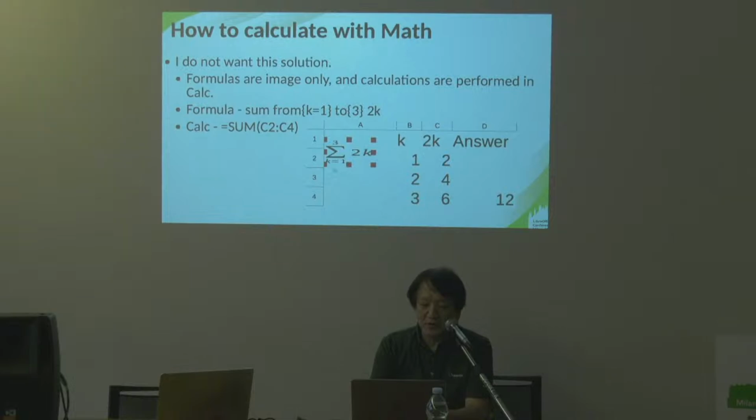This is just an object, and calculation is done in Calc. The formula is this one, sum from k equal 1 to 3 of k. The Calc is just the sum. But I don't want this solution.